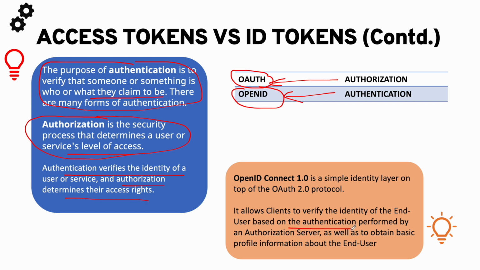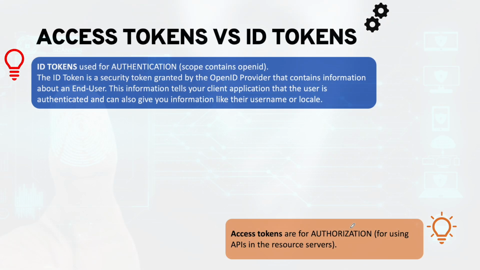Now we see access token and ID token. The ID token comes when we have the scope of OpenID, or when we are doing OpenID; then we'll be getting an ID token along with the access token. The ID token will authenticate the user. The ID token is a security token granted by the OpenID provider that contains information about the end user. And the access token, we have seen it in the previous slides also. This is the token which authorizes us to use the resource server.